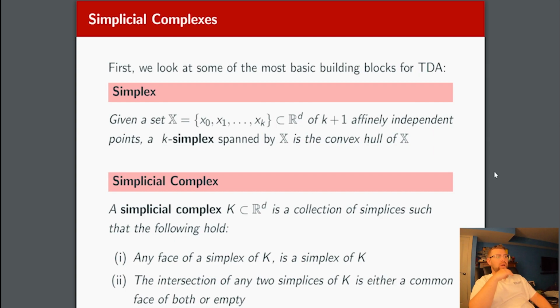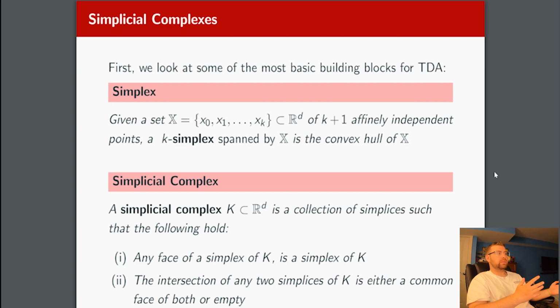And a simplicial complex, which I'll denote capital K, is a collection of these simplices such that the face of any simplex is also a simplex, which sounds a little weird. I'll talk about it in a sec. And the intersection of any two simplices is either a common face of each simplex or the empty set. This seems really abstract, but I'll give some more interpretation and visualization, and it should make a little more sense. We talked about faces just barely.